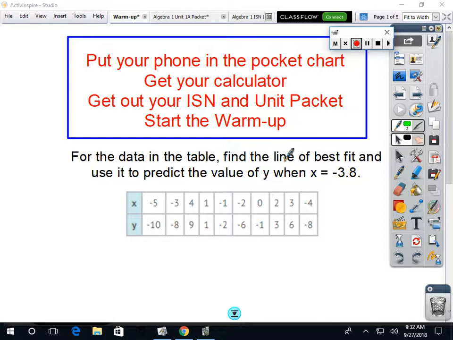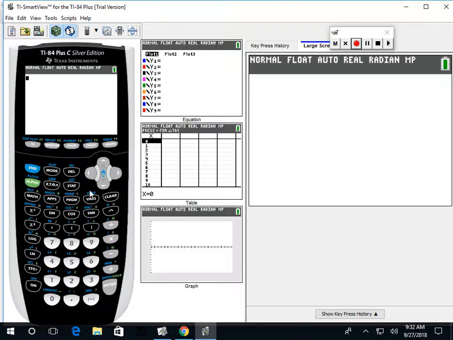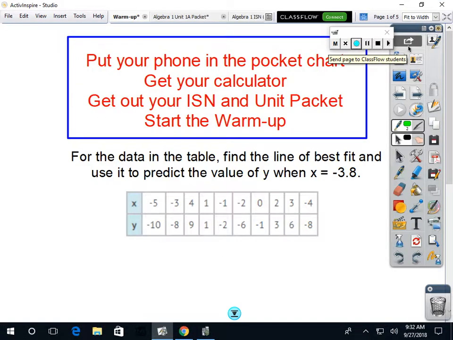You take your calculator and you go to stat. Oh, it looks like mine froze. Okay, so I'll just walk you through it. Go hit stat and then edit. In L1 is where you will list all of the x values. So negative 5, negative 3, 4, 1, negative 1, negative 2, 0, 2, 3, and negative 4.